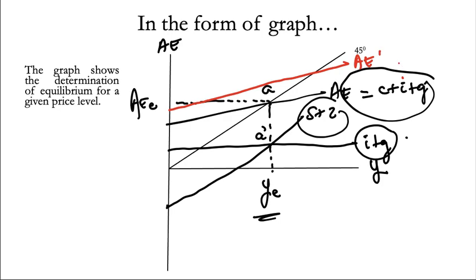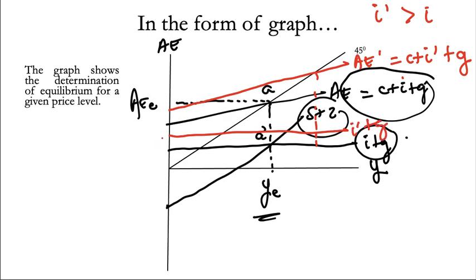So AE shifts to the right from AE to AE prime, such that AE prime equals C plus I prime plus G. In this case, I prime is greater than I, just to tell everybody that there is an increase in investment. Now, of course, if we use the same method, the second method, then we can have an increase in the injection curve, I prime plus G, isn't it? So here is the change in I, equivalent to I prime minus I. So the new equilibrium is here, YE prime.